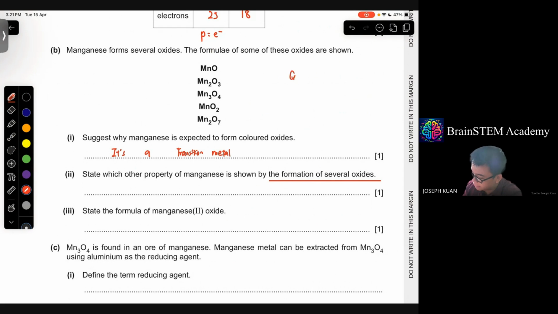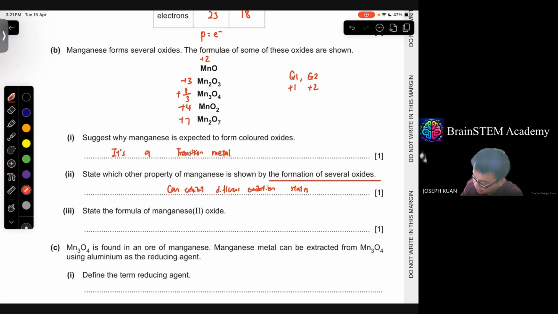Normally, for group 1, 2, and 3, they have a fixed oxidation state. For group 1 and group 2, it's usually +1 and +2 respectively. Unlike transition metals, which can exhibit different oxidation states, and hence form different oxides. You can verify this by looking at the examples. This is +2, manganese(II) oxide. This is +3, manganese(III) oxide. This is an average of +8/3. This one is a mix of +2 and +3 ions. And then this will be +4, and this will be +7.